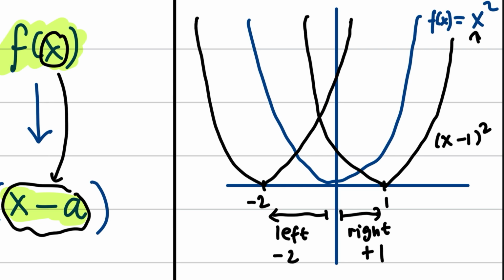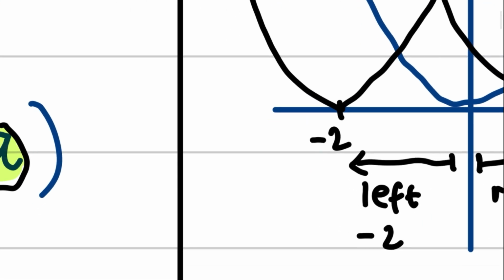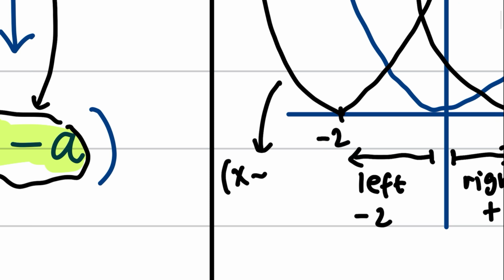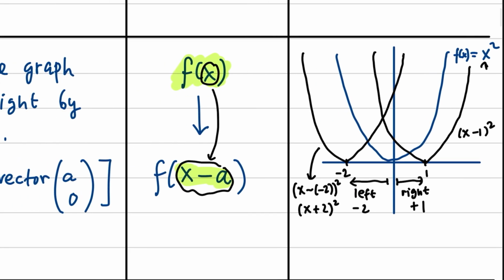the equation will be x minus, from the formula, and then your a is minus 2, so x minus minus 2, squared, or (x plus 2) squared. So a little bit different, guys.